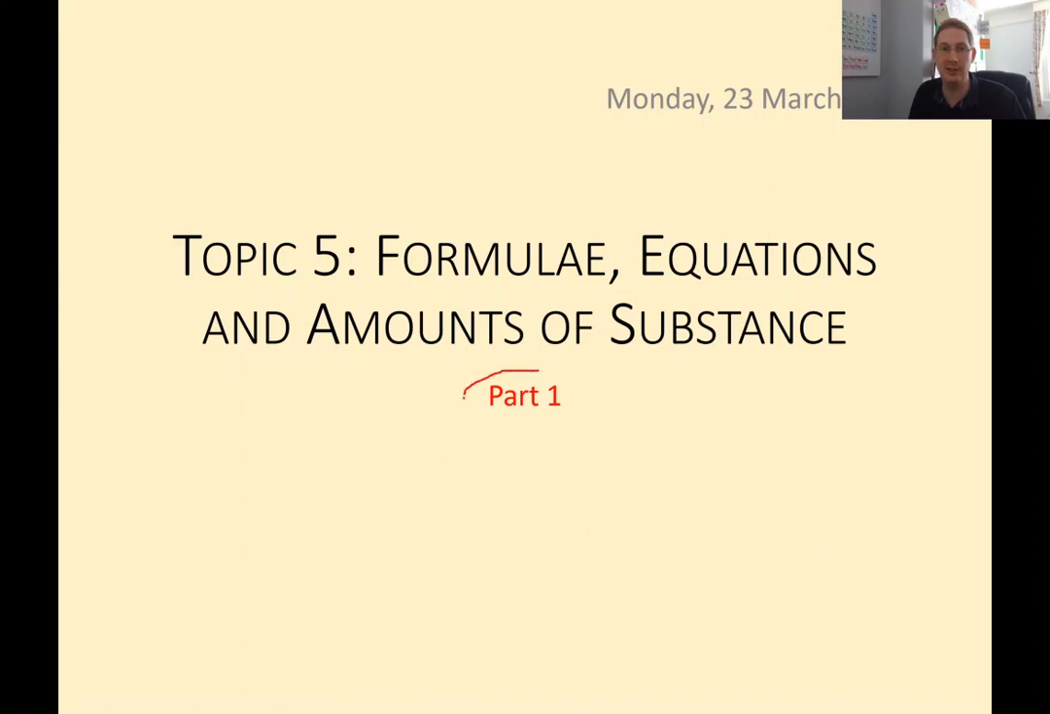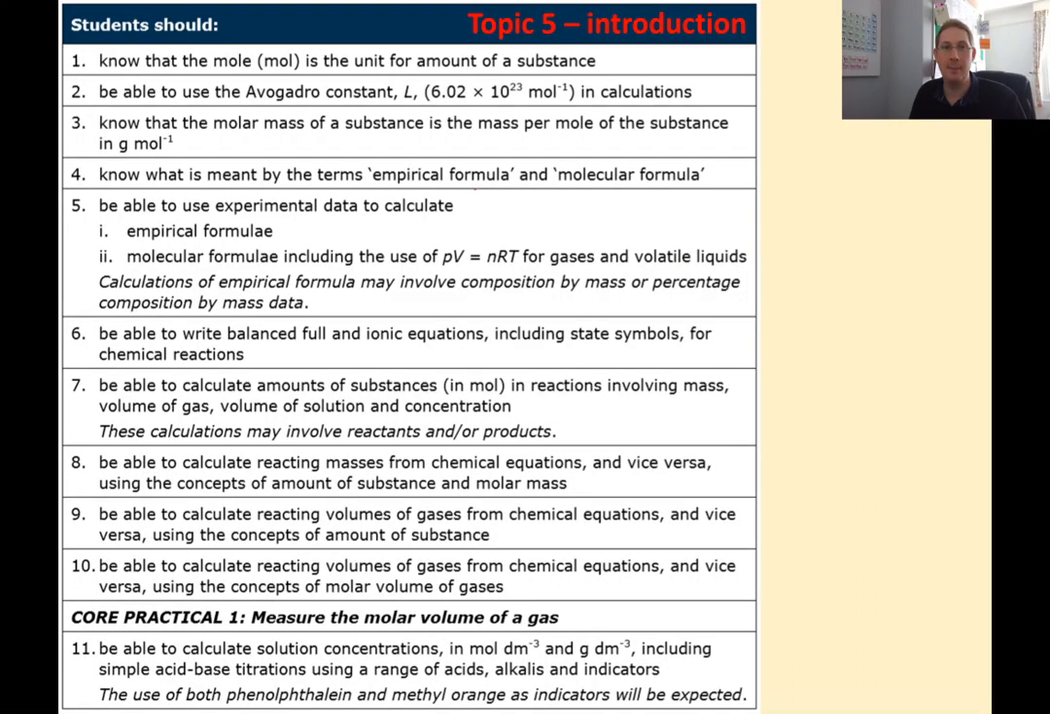And I'll change to a pointer. As you can see here, part 1 of probably 2. This is the first half of the spec. Some of these things you should recognise from GCSE, knowing what a mole is, knowing what the molar mass of a substance is, calculating amounts of substances for mass, volumes of gas, volumes of solution and concentrations. So they're the 3 mole equations that you know from GCSE, reacting masses, and volumes of gases using amounts of substance. All of those should have been covered at GCSE.